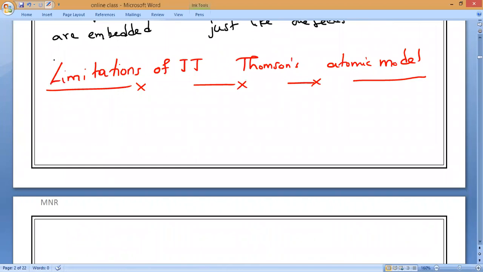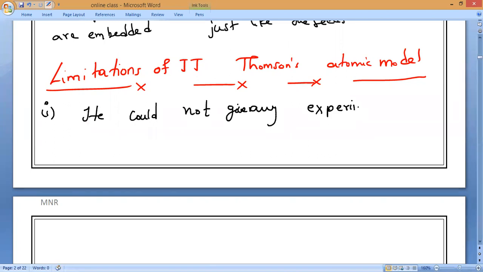So the first point: he could only give a prediction, no experiment. He could not give any experimental support to his model. That is why we study it only for historical purposes, with no use of this model. This model of the atom was rejected by other scientists because it lacked any experimental support. That is why other scientists did not accept his theory, because no experiment proved it.